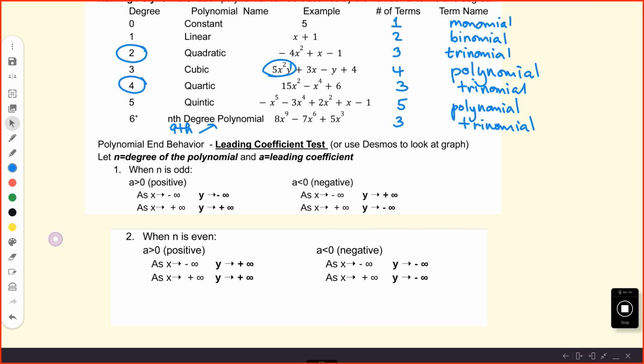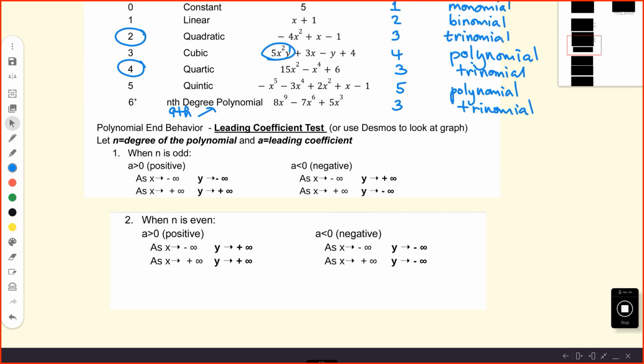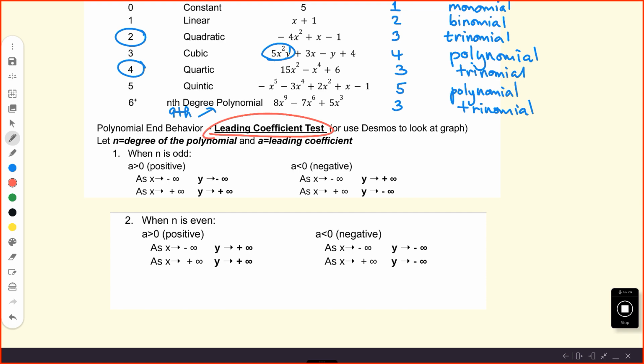All right, now we're going to proceed to the polynomial end behavior. To determine the end behavior of the polynomial, we're going to use this test, which we call the leading coefficient test. That means we're going to use the leading coefficient, so we should know how to identify the leading coefficient.